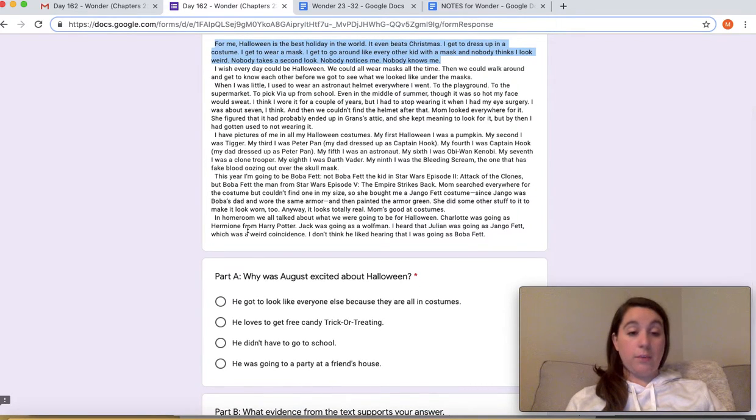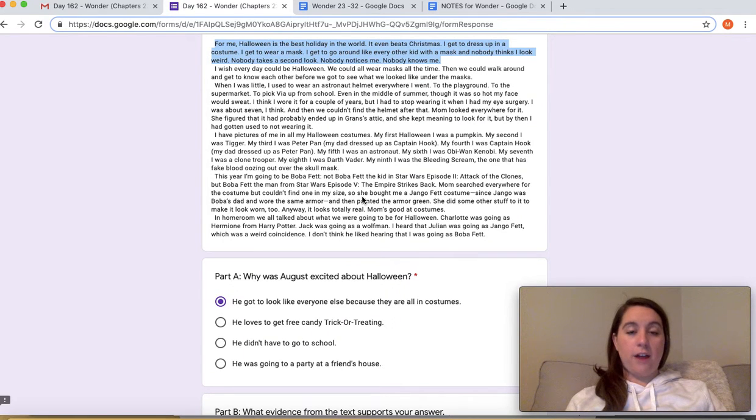So he loves Halloween. Is it because he got to look like everyone else because they're all in costumes? Because he loves to get free candy trick-or-treating? They didn't even talk about that anywhere. Because he didn't have to go to school? Nope, he's going to school right down here. Because he's going to a party at a friend's house? They didn't talk about that, so it's definitely A.